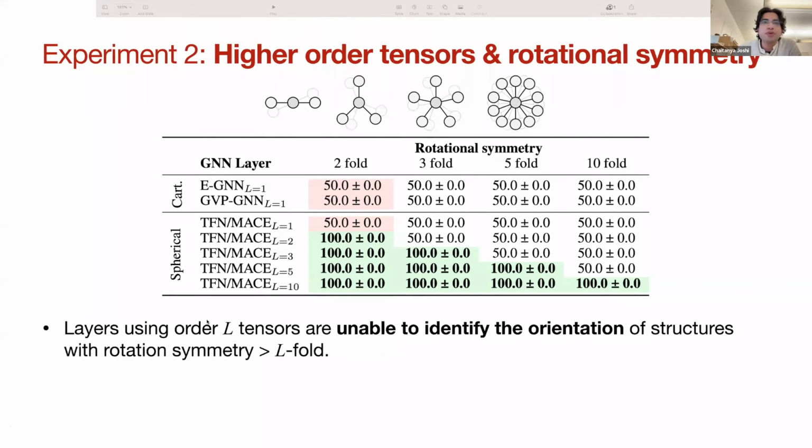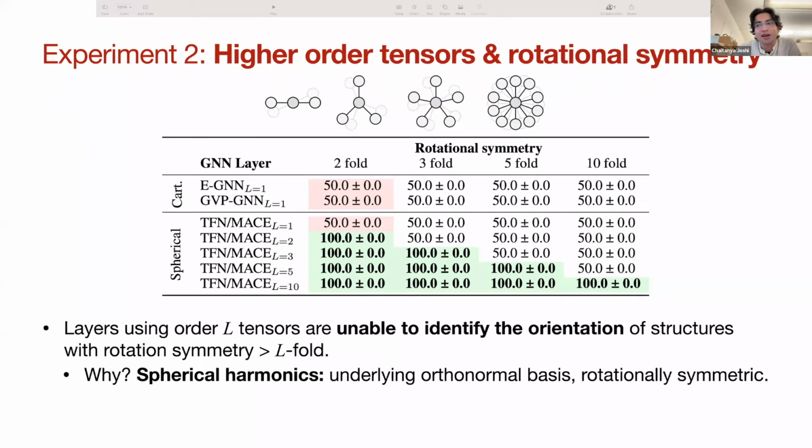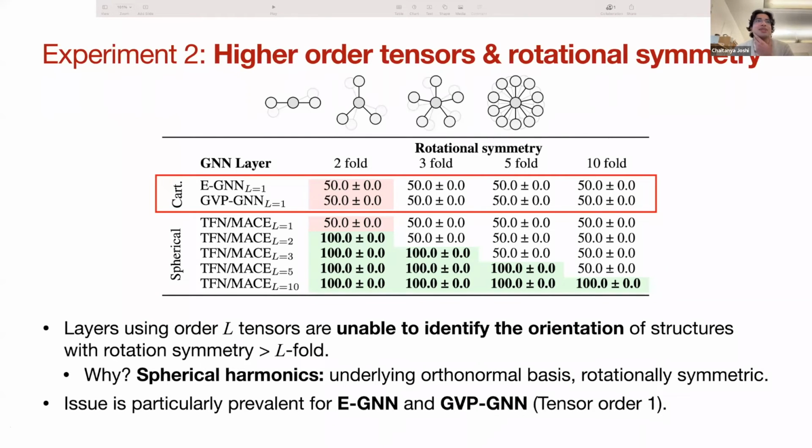In the tensor field network framework, you are able to increase the tensor order arbitrarily, and you do so using the spherical harmonics, and that does allow you to distinguish these rotational symmetric structures. But there are obviously computational challenges, and you'd never use L equal to 5 or L equal to 10. In fact, using L equal to 3 is also something quite cumbersome in practice. And as we just stated, this issue of not being able to distinguish the orientations of neighborhoods is particularly prevalent for Cartesian vector-based models.